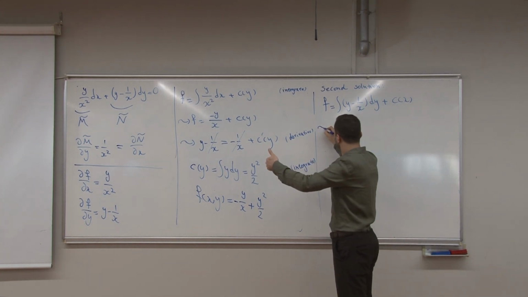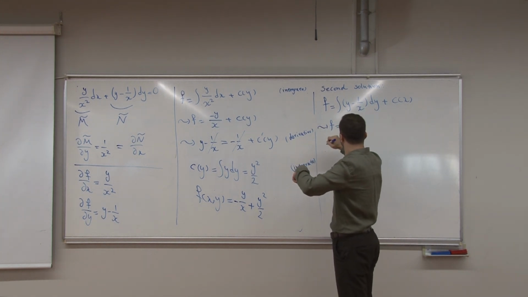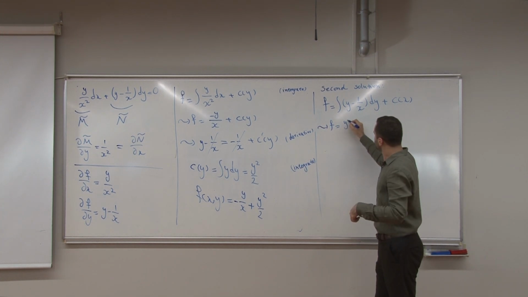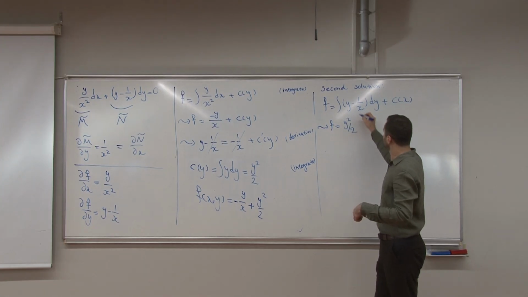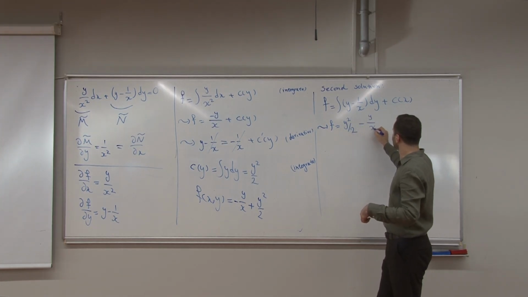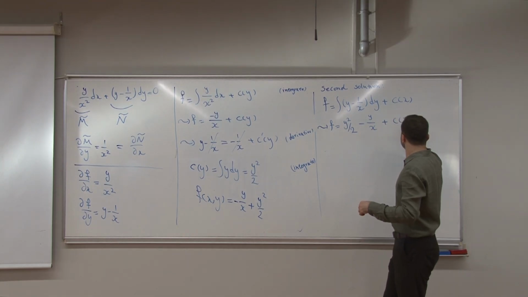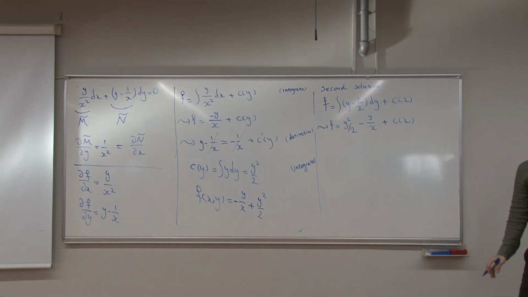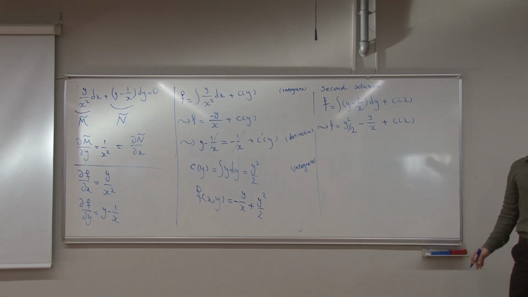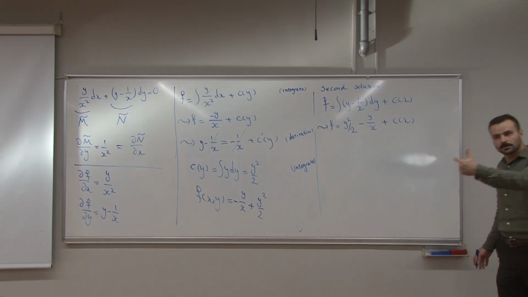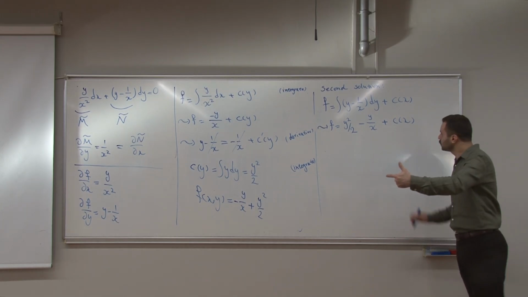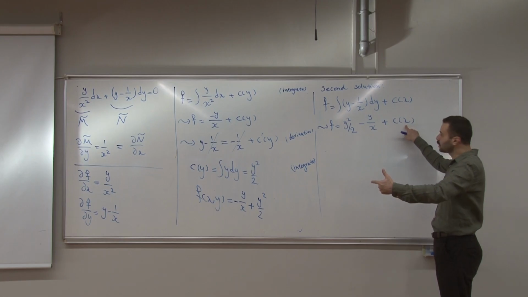Let's do the integration. So f is going to become what? This is y squared divided by 2 minus y divided by x plus c of x. Okay? Integration step is done. Now we are going to take the second step, which is taking derivatives with respect to this variable x.